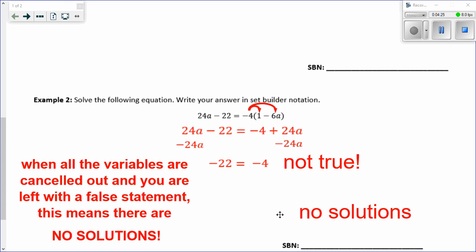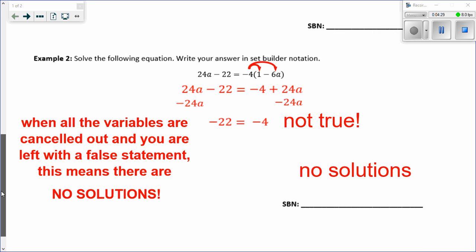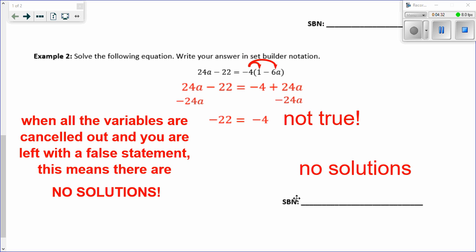So if I was just writing my answer, that's what I'd write. No solutions. For set builder notation, it looks a little different though. Because we don't have a value for a here, we're not going to put in all this stuff, and we're not going to write in no solution for it. Instead, we actually go ahead and just use the braces with nothing in the middle.